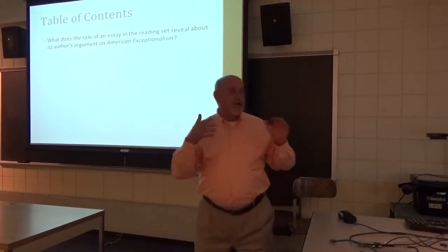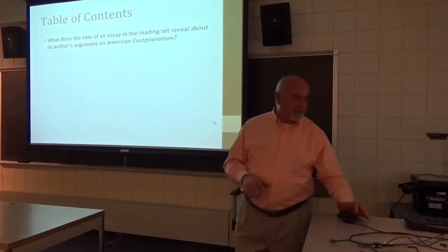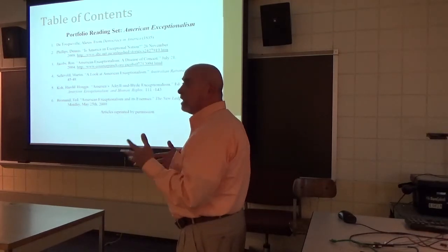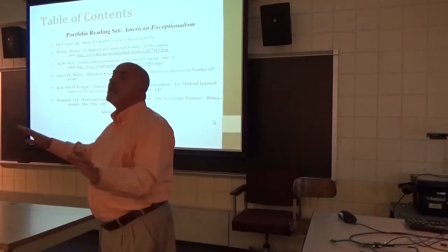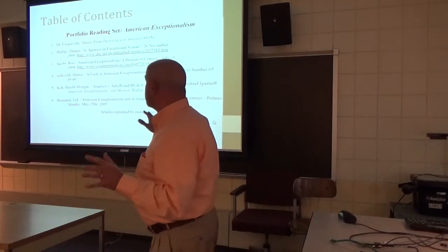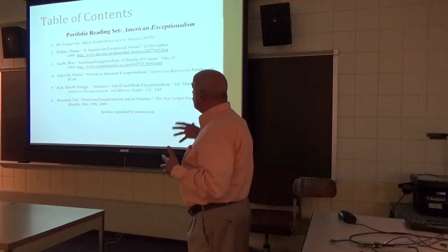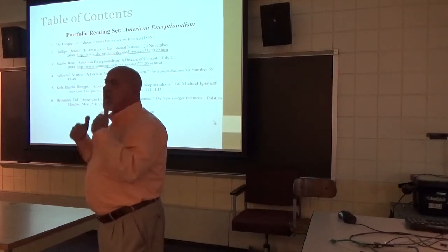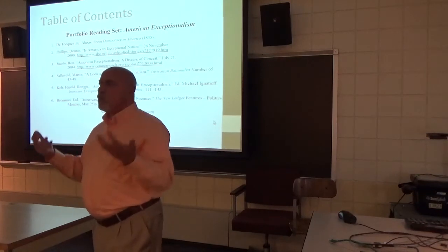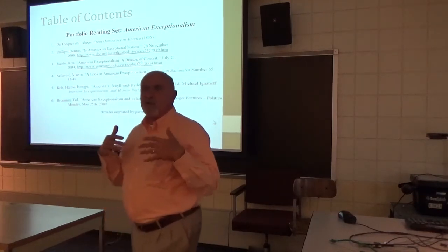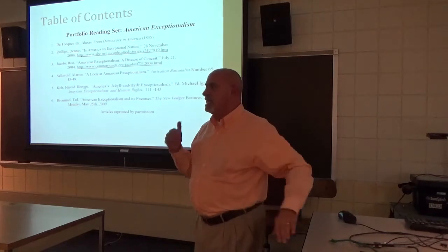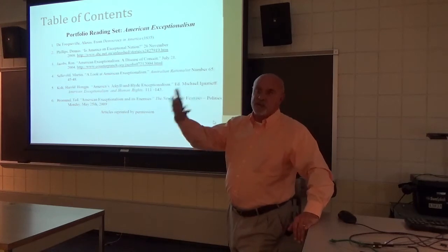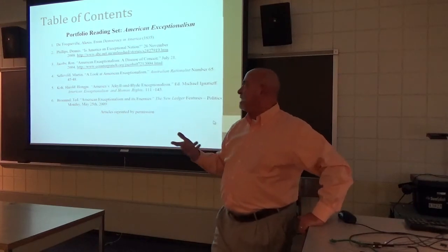Okay, so I went a little bit ahead of myself, but when I look at a table of contents, this is assuming you haven't read anything. So you're looking at the table of contents, and I try to determine, okay, what's the gist of the argument? Is this guy pro? Is this guy against? What does the title of his essay tell me about whether he's for the argument that America is exceptional, or is he against it?